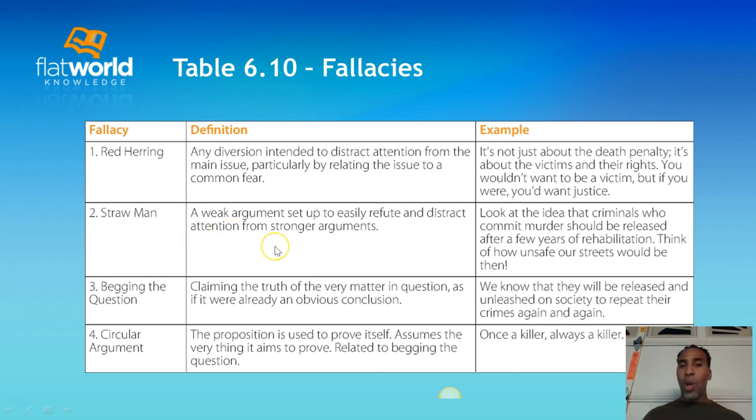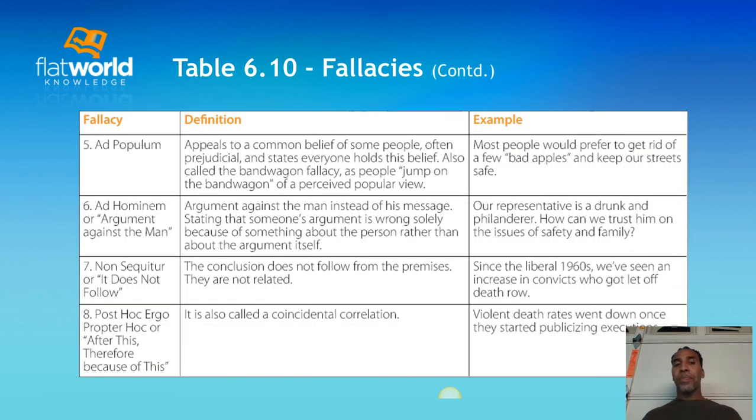So straw man: a weak argument set up to easily refute and distract attention from stronger arguments. So I'm going to set you up with this little weak argument, and you're going to just jump all over it. And then on the other side, I'm going to say, hey, I got argument B, and that's really the one that I want to work with. So look at the idea that criminals who commit murder should be released after a few years of rehabilitation. Think of how unsafe our streets would be then, right? So I want you to definitely read the fallacy, the definition, and the example. I'll probably go back and look into this a little bit further myself because I think it's very, very interesting.